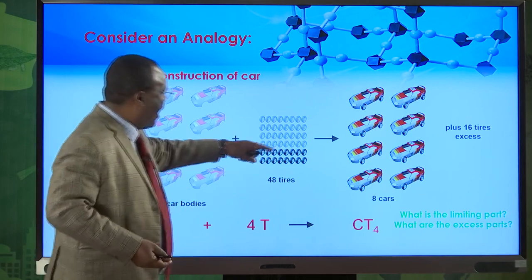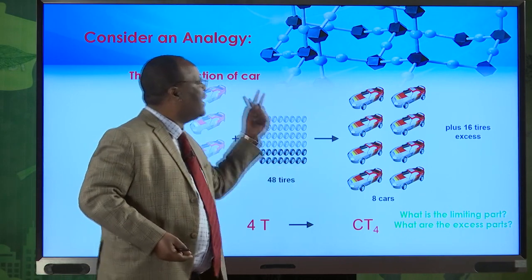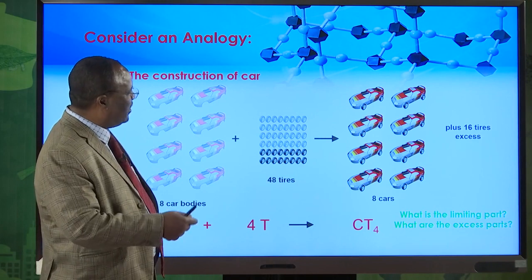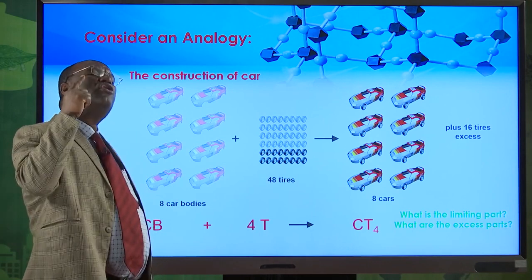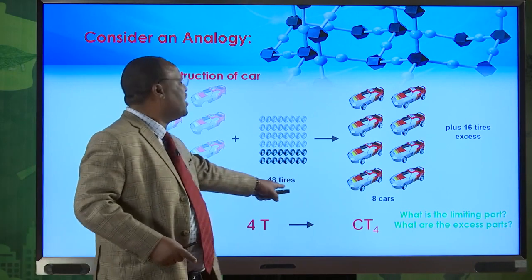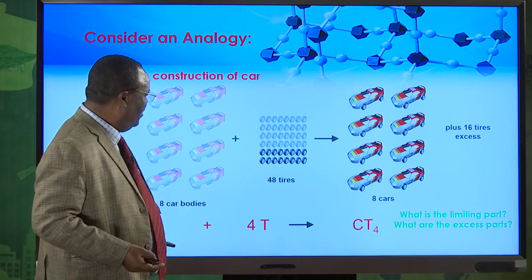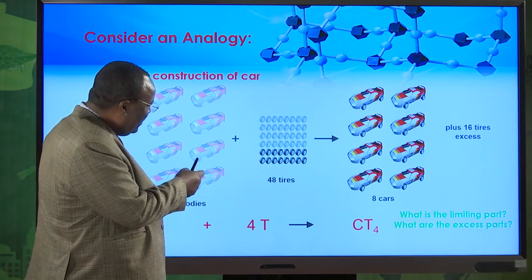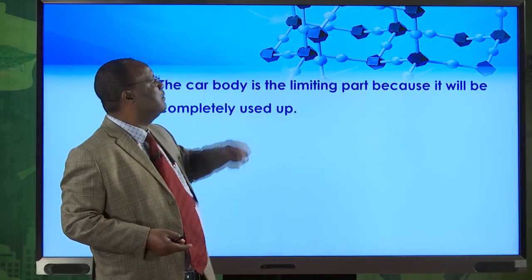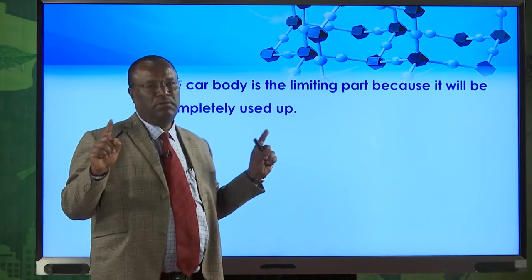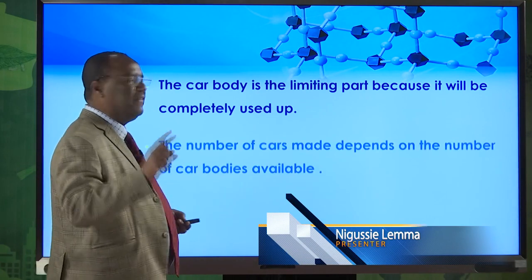Now, 1 car uses 4 tires. 4 times 8 will give you 32 tires used, but here you have 48 tires. How many tires remain in excess? What is the limiting part and what is the excess part? The car body is the limiting part because it will be completely used up. There are no car bodies left behind because we have excess tires.